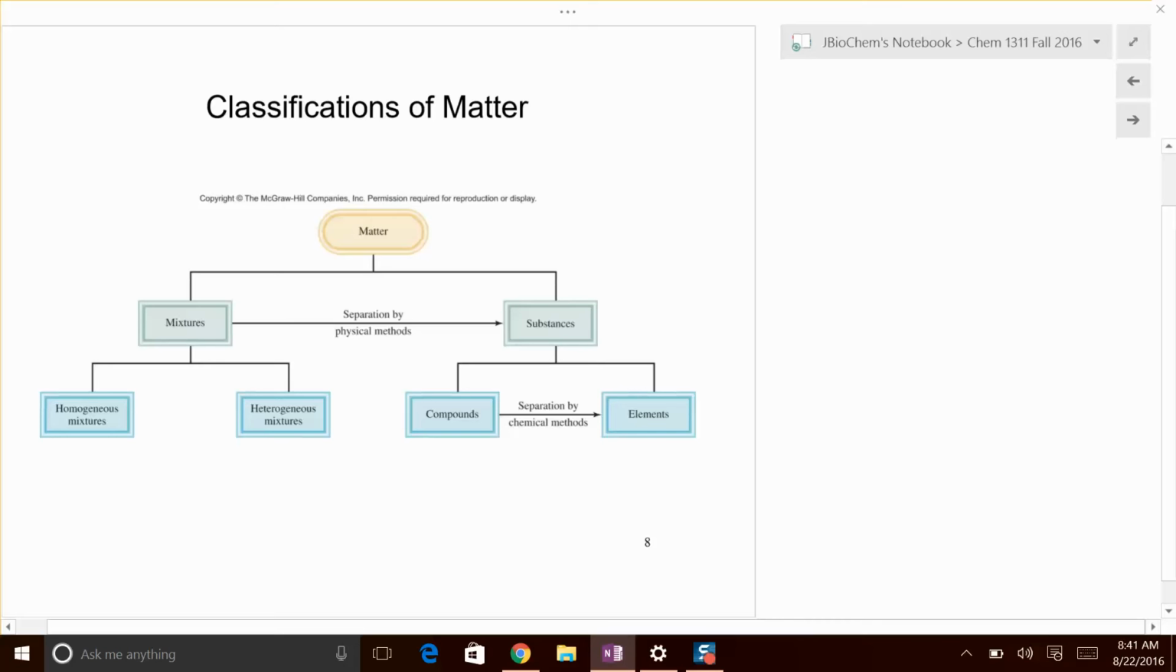So matter is classified in these ways. It's either a mixture or it is a substance. If it is a mixture, then it breaks down into 2 other categories: homogeneous mixture and heterogeneous mixture. And if it is a substance, it breaks down into 2 categories: either a compound or an element.